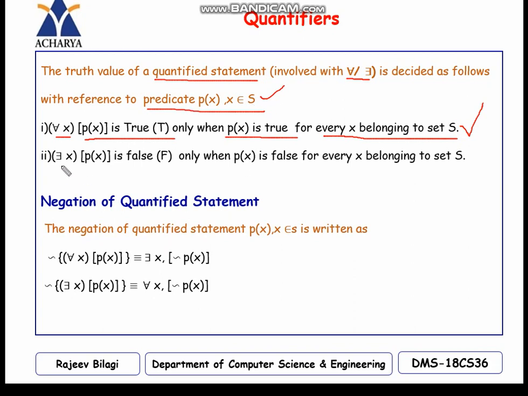Now, for some x, P of x is false only when P of x is false for every value of x which belongs to S. Otherwise, it is true. This is how we find out the truth value of a quantified statement which involves for all x and for some x.